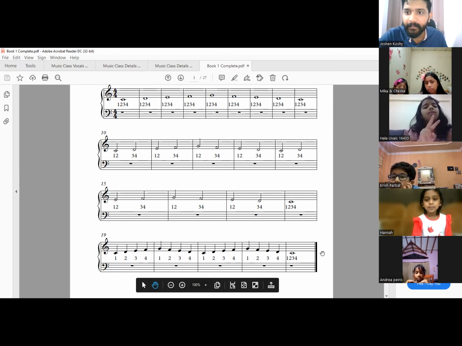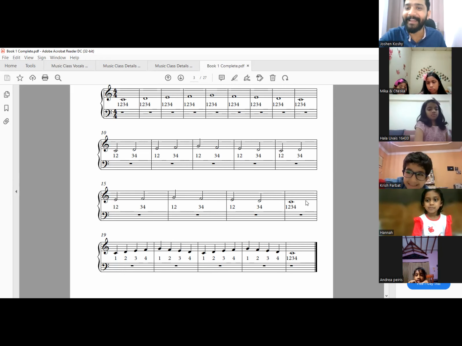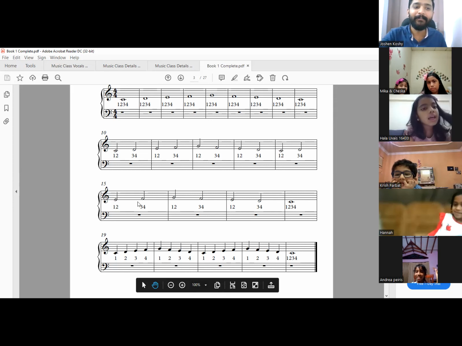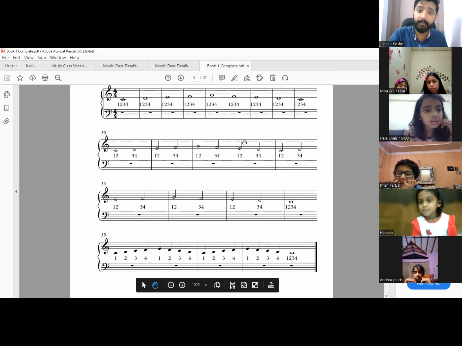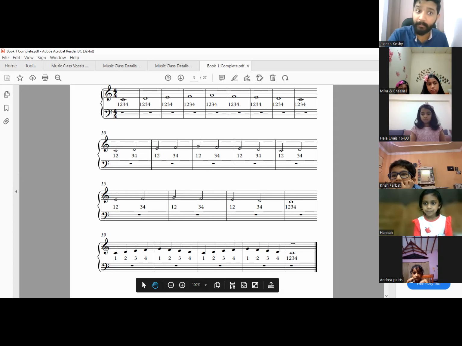Here. So what's the answer? Krish, is it 43? No, the answer is 11. 4 beat notes. 11 is the answer, Hala. We're counting the 4 beat, the round ones. The stemmed ones we're not counting. So 1, 2, 3, 4, 5, 6, 7, 8, 9. This is 1 4 beat note, 10. This is another 4 beat note. So the number of 4 beat notes is 11. Okay, next question. One more question.